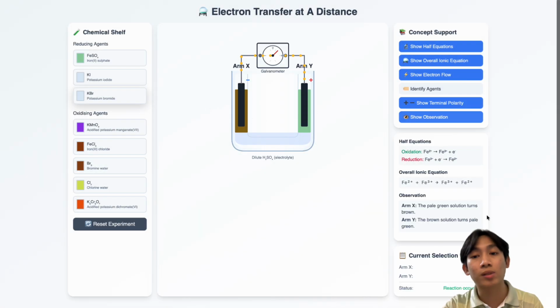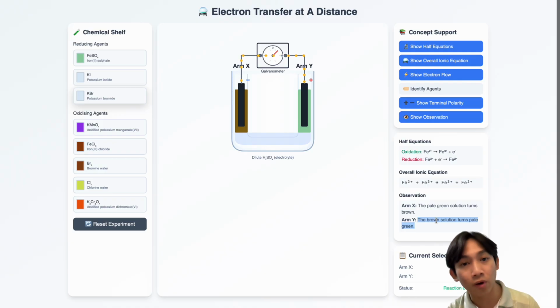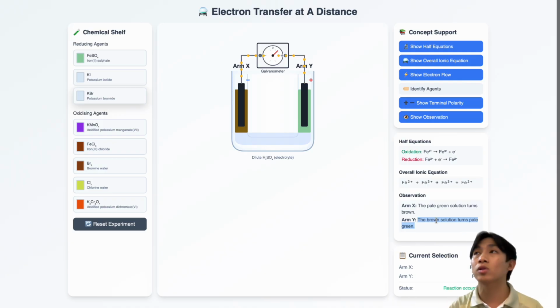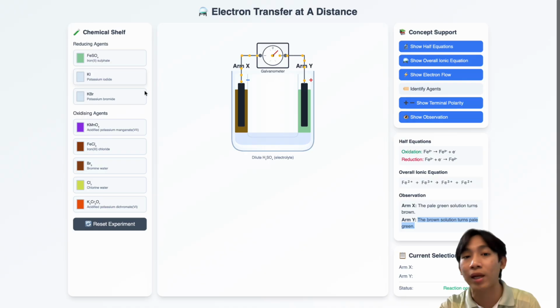So you can write the observation also. So the pale green solution turns brown, and the brown solution turns pale green. So usually this is the questions that usually being asked in your exam. Ask you to identify the agents, ask you to indicate the current flow, the electrons flow, and also indicate the terminal, and then write the observations. So therefore, it's very important for you all to understand, okay, to memorize the initial color and the final color.